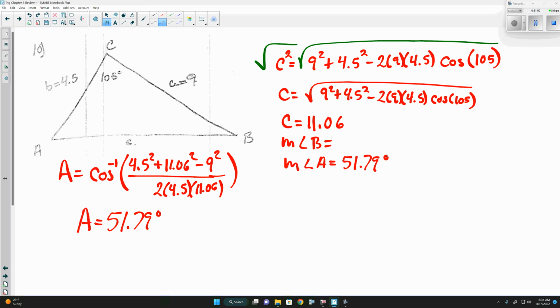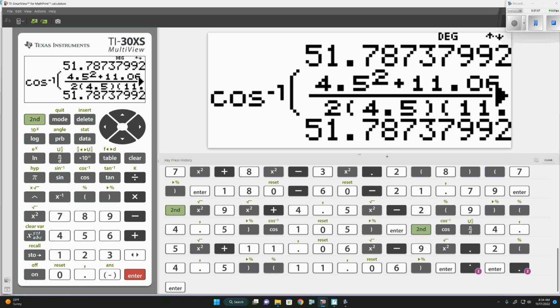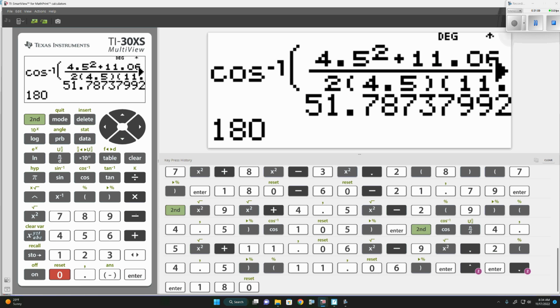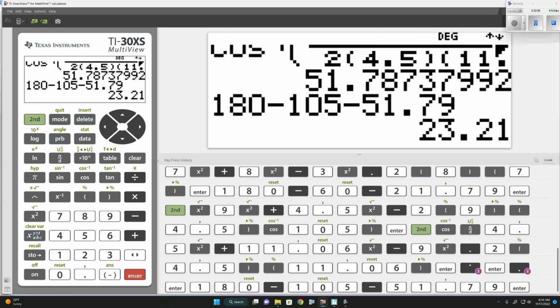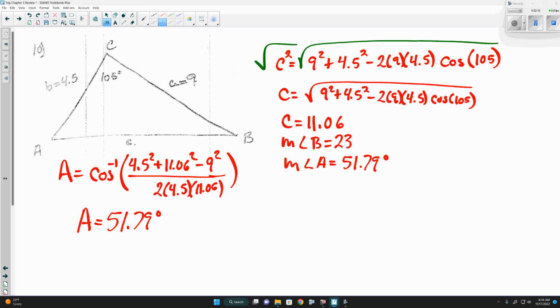We have this here. Then we can do the same thing we did on the last one, add the two angles together and subtract from 180. So we can say 180 minus 105 minus 51.79, 23.21. And we get this here. Any other questions on these here?